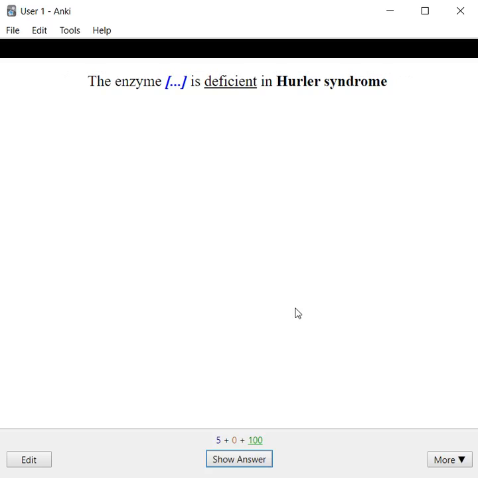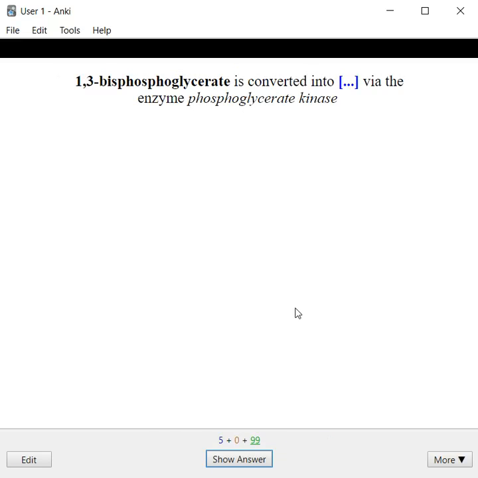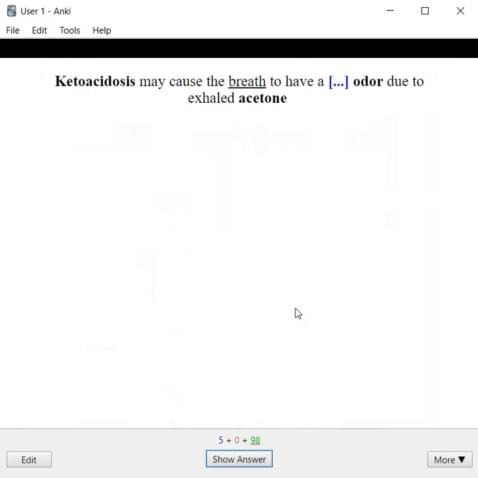Barbiturates. The enzyme blank is deficient in Hurler syndrome. Alpha L iduronidase. 1,3-bisphosphoglycerate is converted into blank via the enzyme phosphoglycerate kinase. It's converted into 3-phosphoglycerate via the enzyme phosphoglycerate kinase.